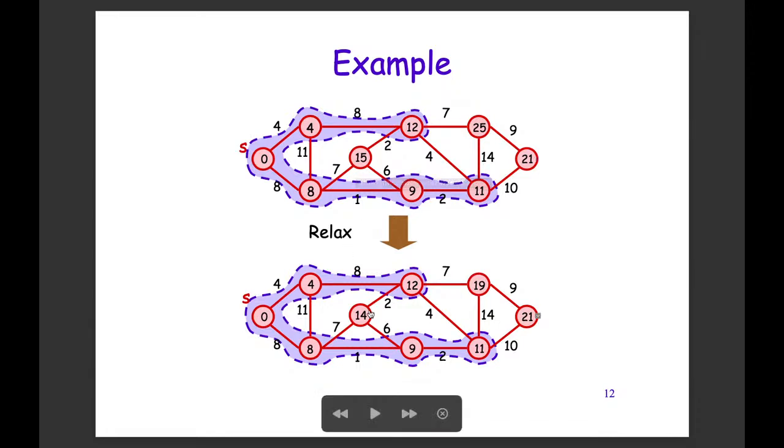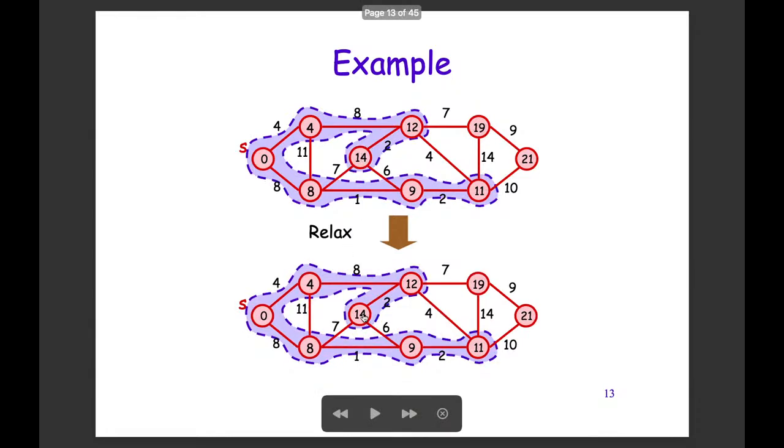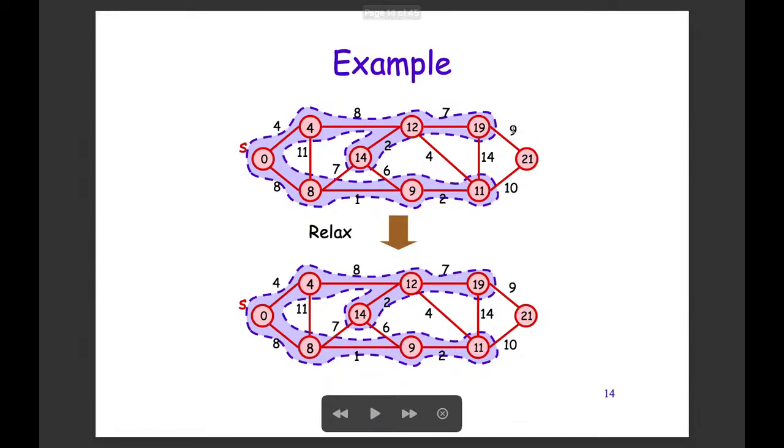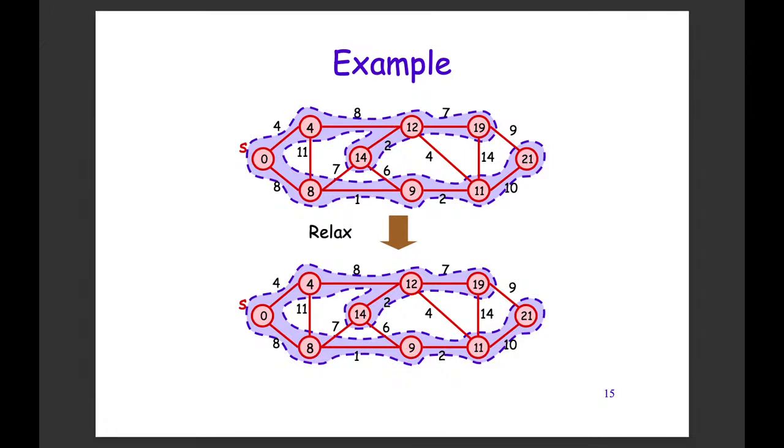But in any case, after that, this is the smallest value. So we will include this. And then this is the smallest value, include this. And finally, this is the smallest value, include this. So when everything is included, then we have this structure.